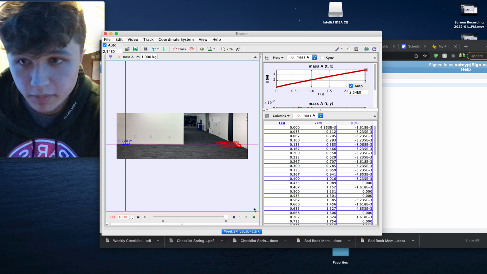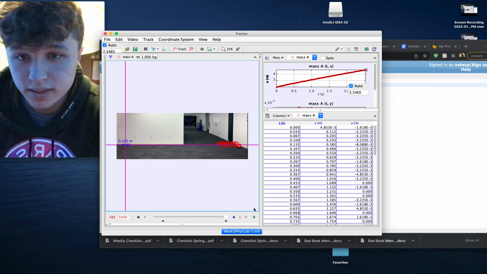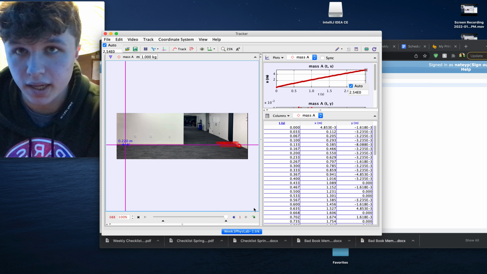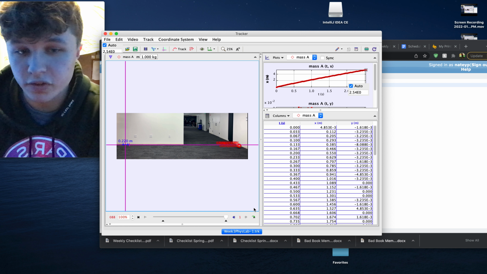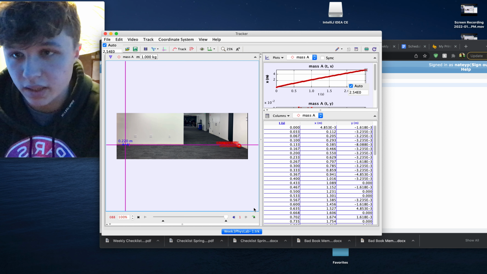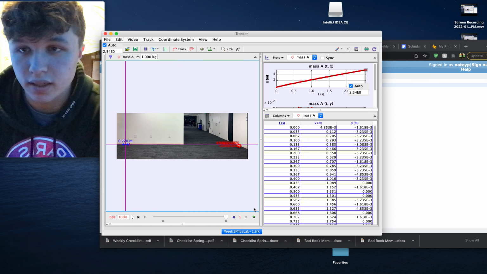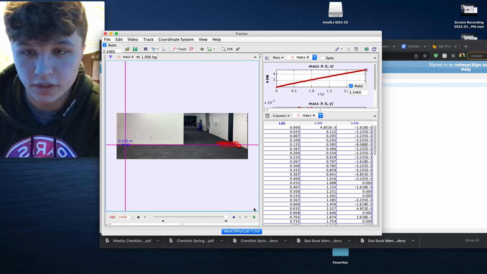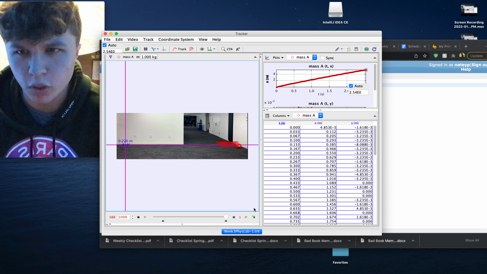Everyone, I'm going to be talking about my lab one for physics, which is about an object with a constant velocity. To do this, I kicked a soccer ball in the gym, and I started the video after the ball had been kicked. So the only forces acting on the ball will be normal force and gravity, which will cancel each other out, and then friction, which should be very small.